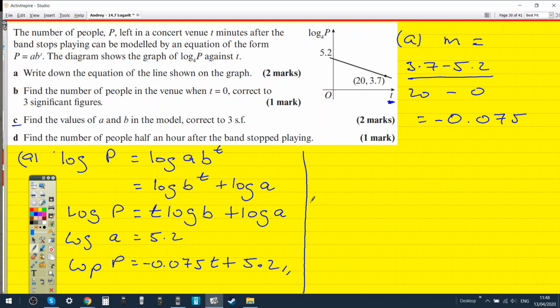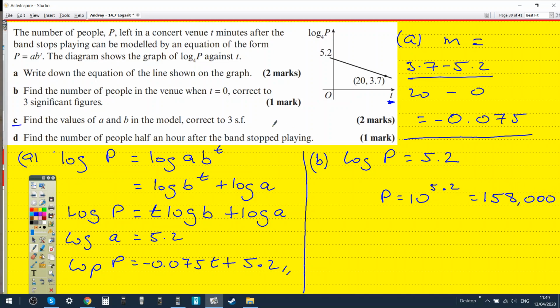Part b. So I just need to sub zero in, so log p will be equal to 5.2. Is that it for log p, or do I need to get p? They want the population. So would that just be 10 to the power of 5.2, which will be 158,489.3. Let's say 158,000 people. They said to 3 significant figures.